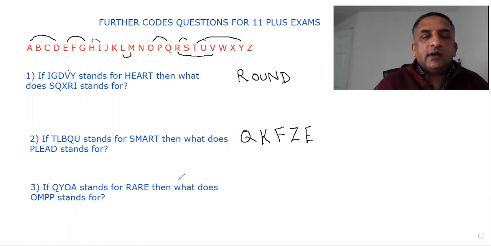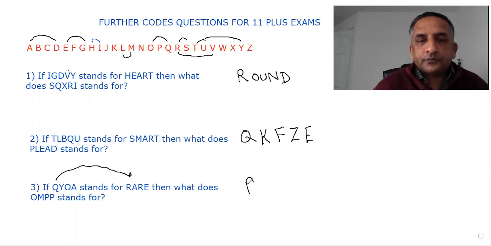Now we have to find the code for the next question, which is question number three. Question number three says, if QYOA stands for rare, then what does OMPP stand for? Okay, it means OMPP is the code, so we have to find the word for it. So here we will go from code to the word, right? So we'll go from Q to R. How they went from Q to R? Q to R is forward one letter. So from O, we'll go only forward one letter. So the first letter of the word is P.